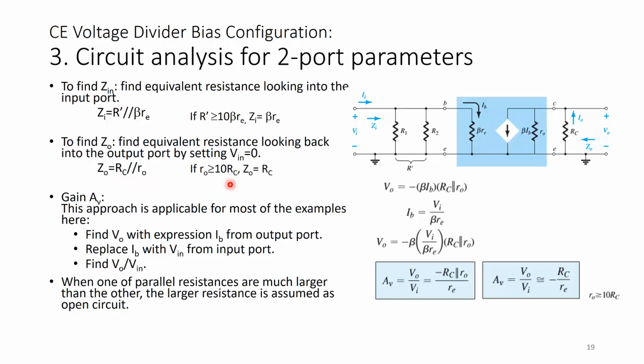But in the case of a voltage divider bias, maybe this won't happen so much because, well, we'll see later, because now R1 and R2, which is equal to R prime, the equivalent value, is not as big as RB. Also, again it is negative, and the negative indicates that there is a 180 degrees shift between Vin and Vout.